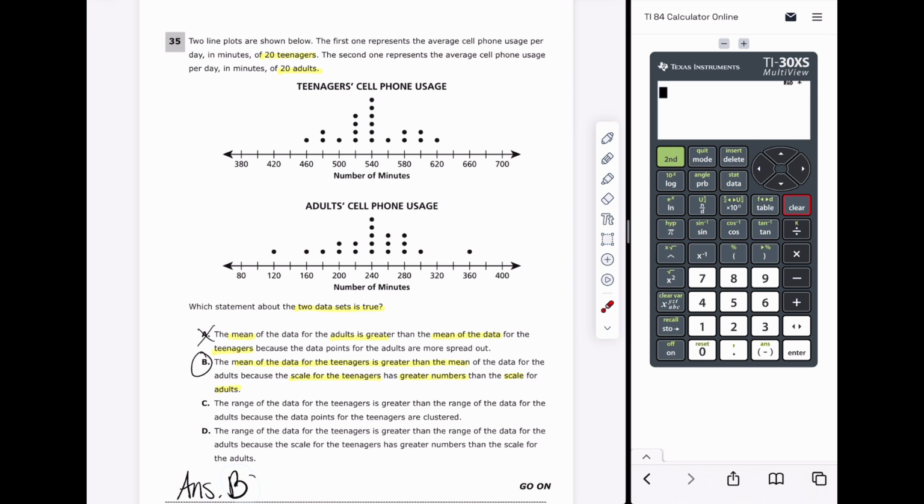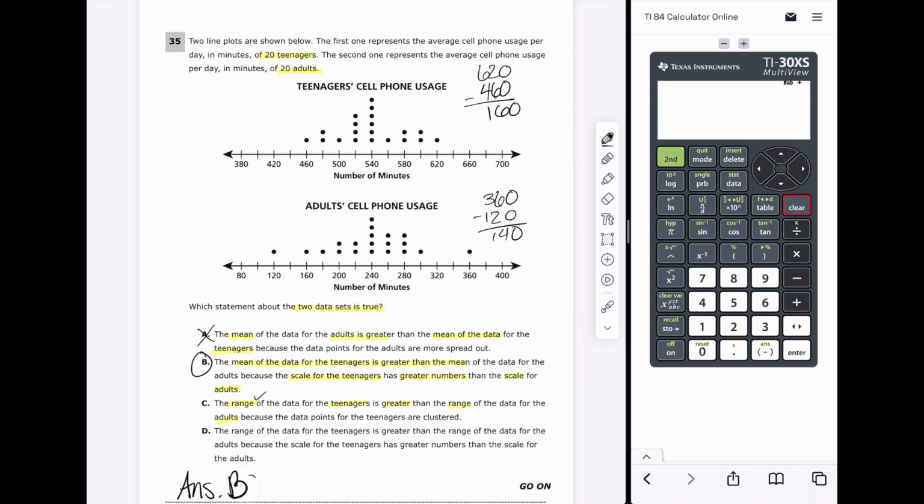For C, the range of the data, so now we're talking range, for the teenagers is greater than the range for the adults. All right, so let's see that. The teenagers goes from 460 to 620. So that range would be 160 for the teenagers. And the adults goes from 120 to 360. Nope, the teenagers have a greater range. So that part is true. So let's read the rest of it.